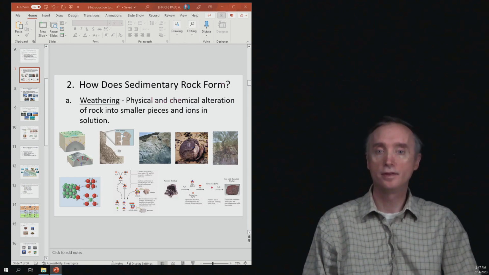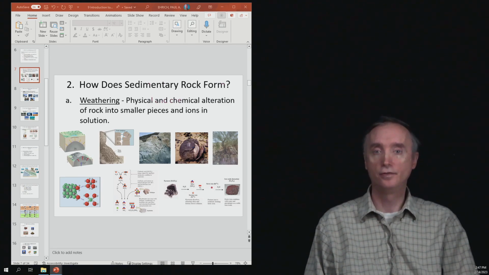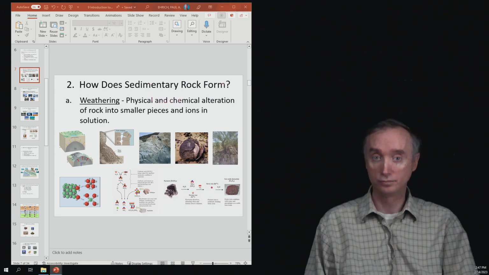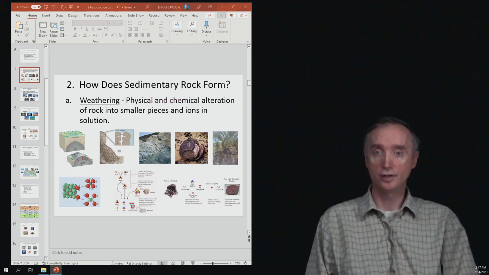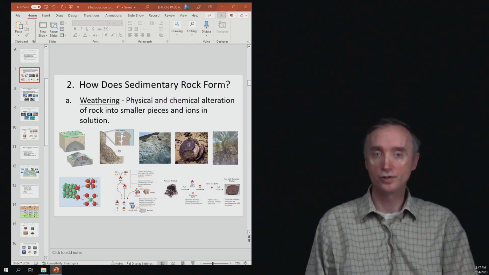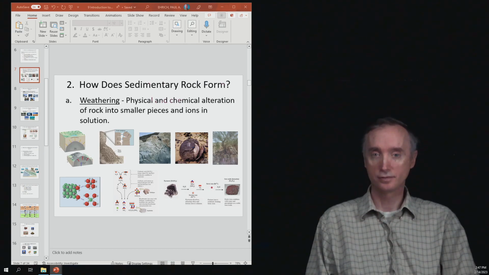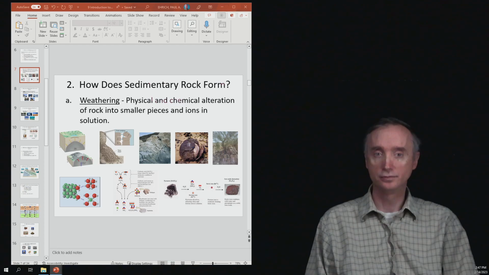Here I've got the different kinds of physical weathering and chemical weathering that we mentioned in our previous video. What I'd like for you to do is identify which one's which. All the ones on the top row are physical weathering, and all the ones on the bottom are chemical weathering. Okay, so take a look at those. The first one, what's that going to be an example of?